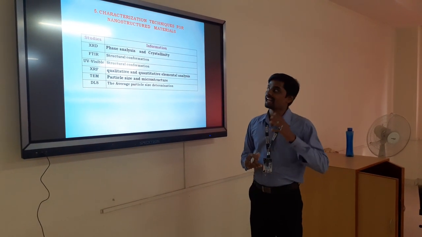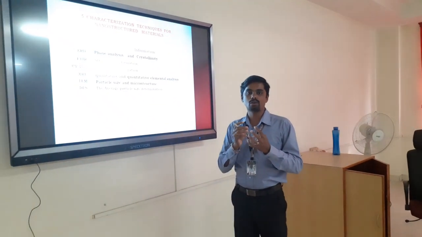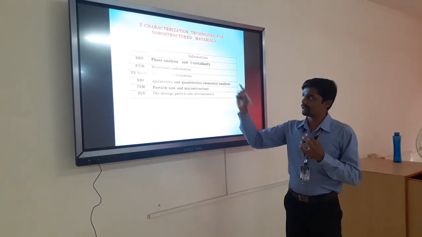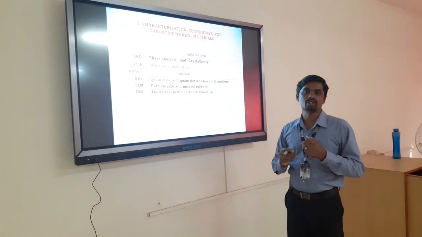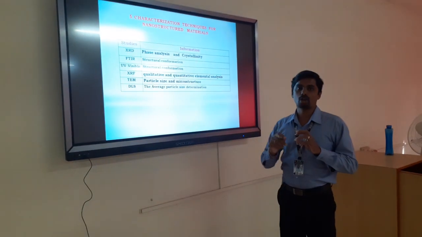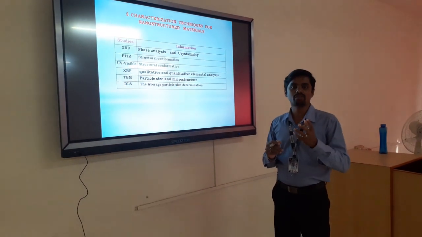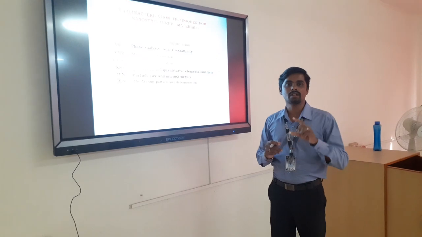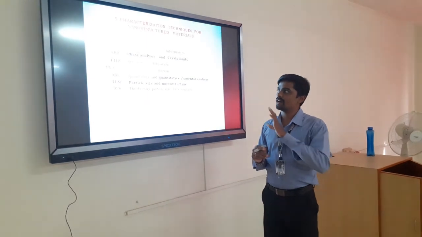Next we move on to the characterization techniques. We are synthesizing some nanoparticles, so how do we confirm or determine them? First of all, XRD, which is a phase analysis as well as crystalline morphology analysis, defines the morphology present in our nanoparticles. Then FTIR gives structural confirmation, especially the functional groups, whether carbohydrate, carboxylic acid, or aldehyde is present. All the functional groups are confirmed through FTIR spectroscopy.